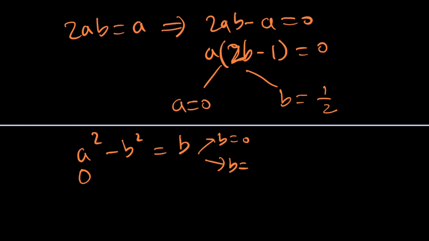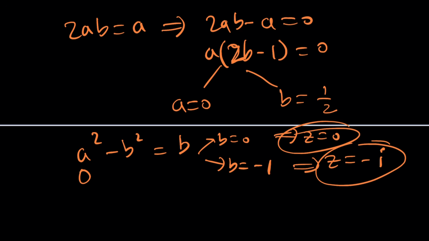If a and b are both 0, that gives us z equals 0. If a is 0, b is negative 1, that gives us negative i. And remember, that was one of the solutions that we found from 3 pi over 2 as our argument. So both of these solutions are good. What about b equals 1/2?